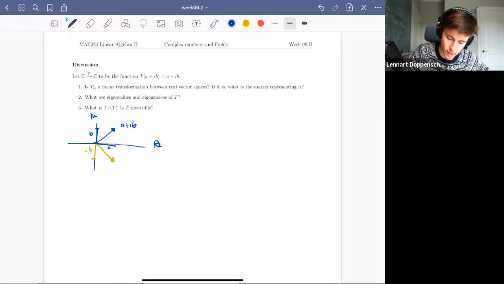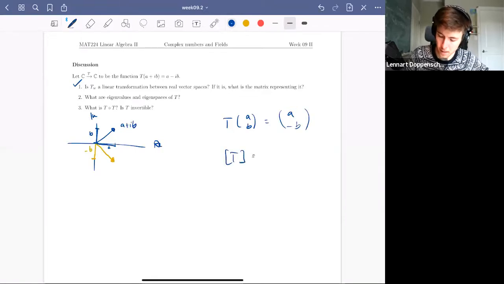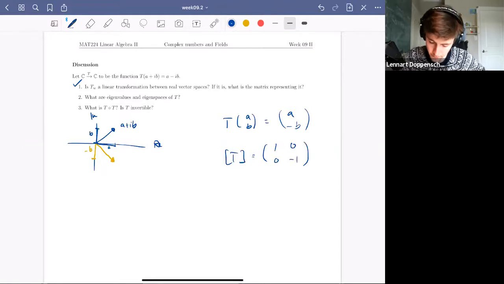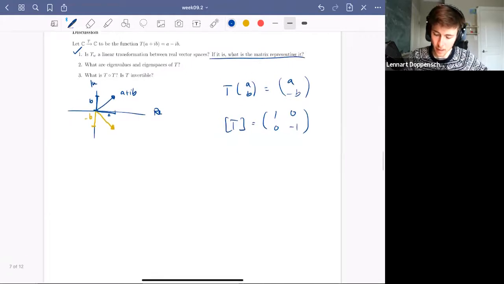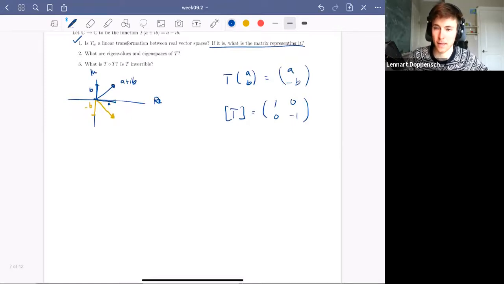And well, the answer to the first one is yes, we can think about this as T of (a, b) going to (a, minus b). And this means that the matrix of this is just 1 and minus 1. So that's the matrix representing it. The eigenvalues of this, as you can see, this is diagonal. This is a diagonal form.